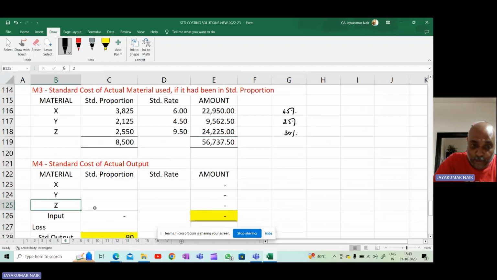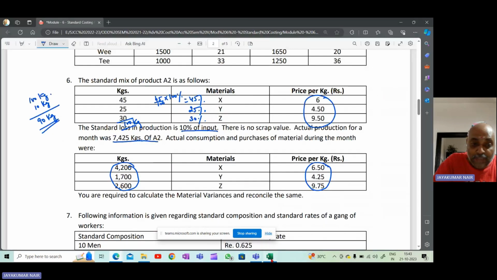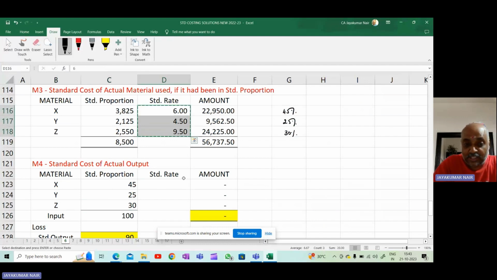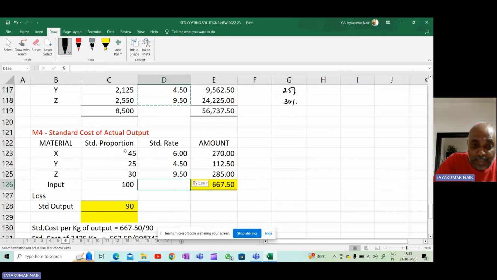And the last one is M4. How do you find M4? Now find out what is the standard that's given to you. So if your input is 100 kg, 45 kg will be material X, 25 kg will be material Y, and 30 kg will be material Z. And the standard rates are 6 rupees, 4 rupees 50 paisa and 9 rupees 50 paisa. So this would be your input and this would be your cost.